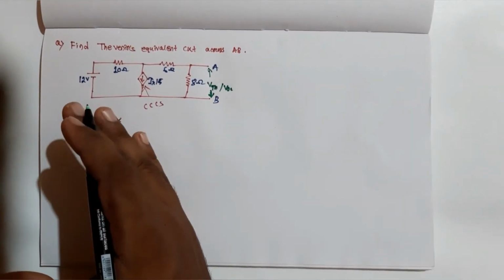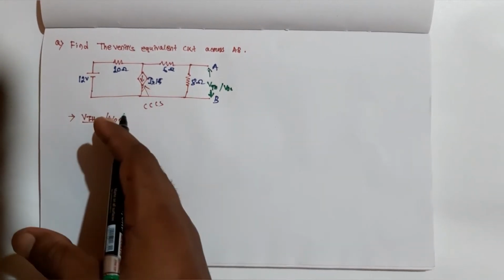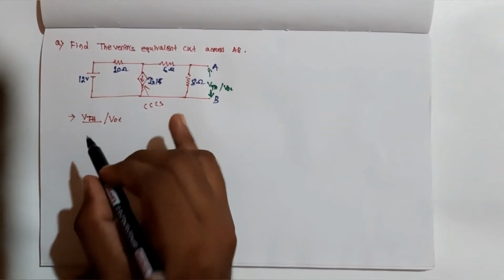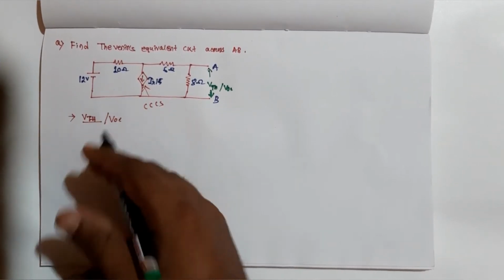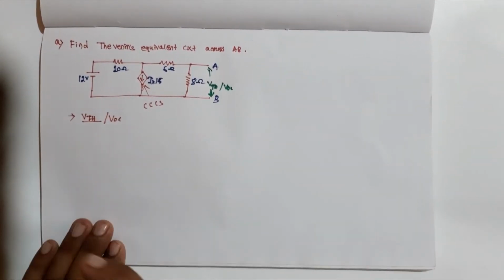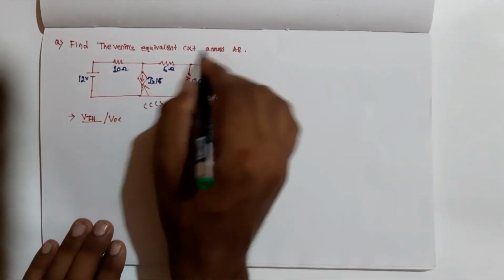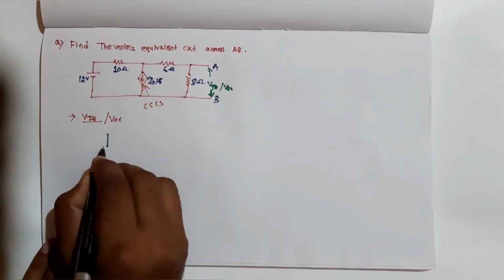Here it is the general method, like the previous method, for finding VTH. The only difference is in finding the Thevenin's resistance, which we will study later. First we deal with Thevenin's voltage. To find Thevenin's voltage, we redraw the circuit.